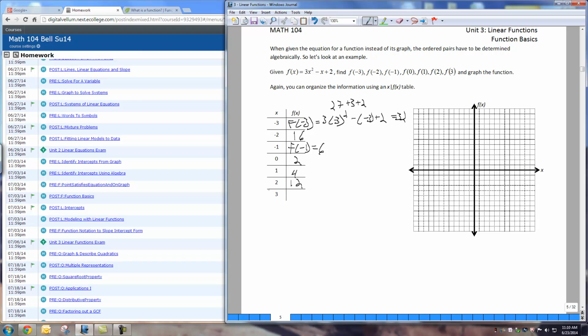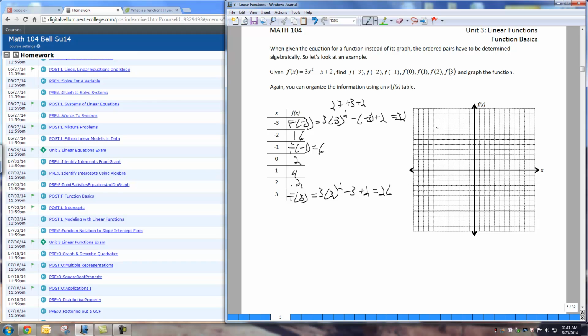When I plug in 3, f of 3 equals 3 times 3 squared minus 3 plus 2. So that's 3 squared is 9 times 3 is 27, minus 3 is 24, plus 2 is 26. Now notice that 3 and negative 3 do not give me back the same value. They're not mirror images of each other. Negative 3 and 3 do not have to give you back the same value.